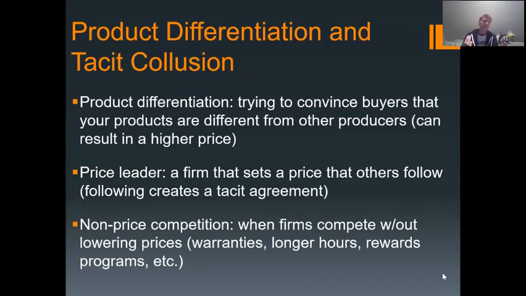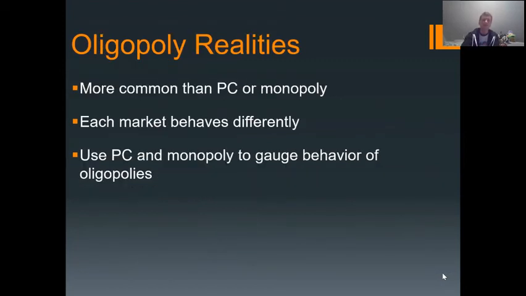If your firm is a price leader, that's one that sort of starts the tacit agreement. So the firm that raises its price is a signal to everybody else that says, hey, we're going to do this, come along with us. And that sort of starts the tacit collusion. In non-price competition, that is when firms compete without lowering prices, without necessarily product differentiation attempts. So if they have longer warranties, hours in stores, reward programs, things like that, that's non-price competition, all done to try to wiggle their way into having a little bit more market share than somebody else.